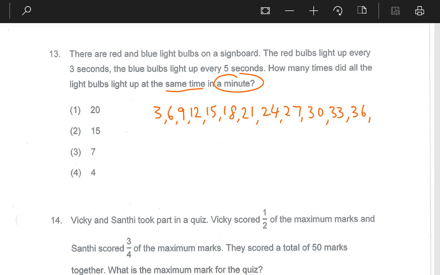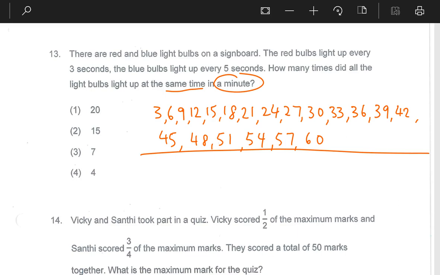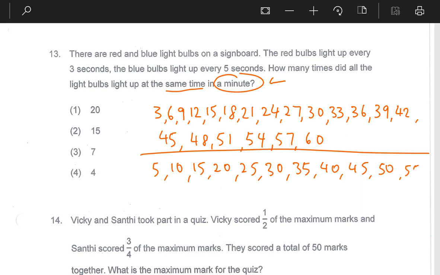So I'm merely listing out all the multiples of 3 seconds, and I'm also going to do the same for 5 seconds. What do you think I'm going to do next once I've listed out? 60 seconds, because 1 minute has 60 seconds. Okay, I will list quickly for the 5 also. Alright, now those who already understood the question, you would know that I was trying to find out the common multiple. Okay, because the common multiples are at the time where both lighted up at the same time.